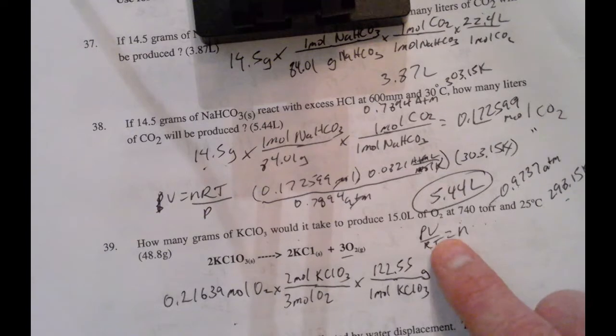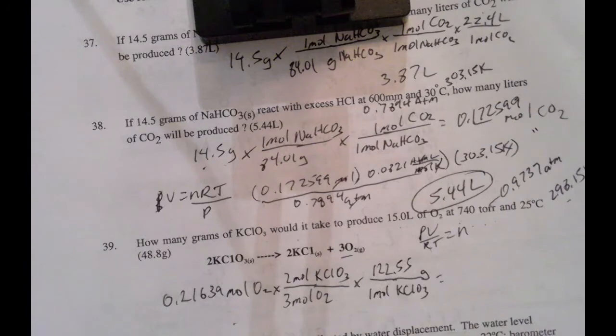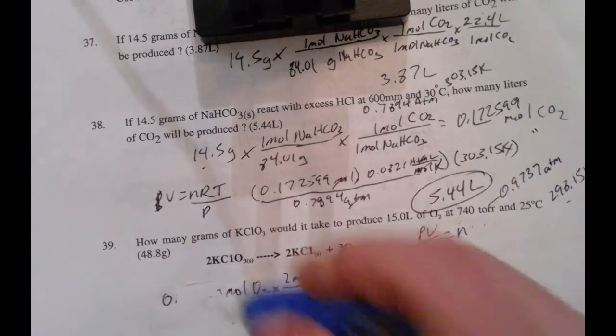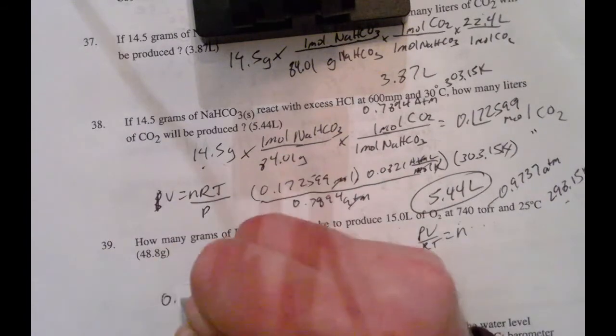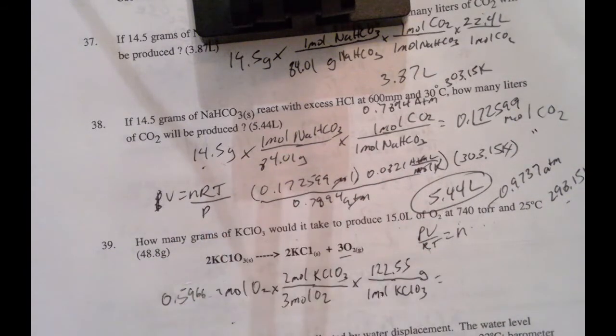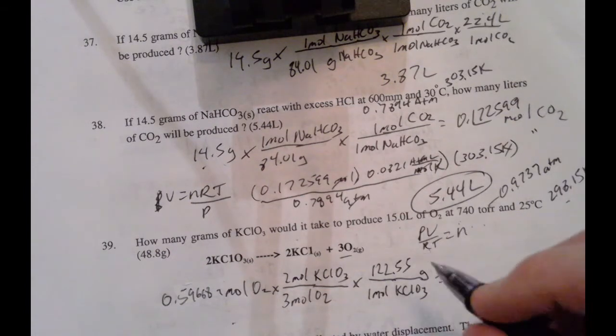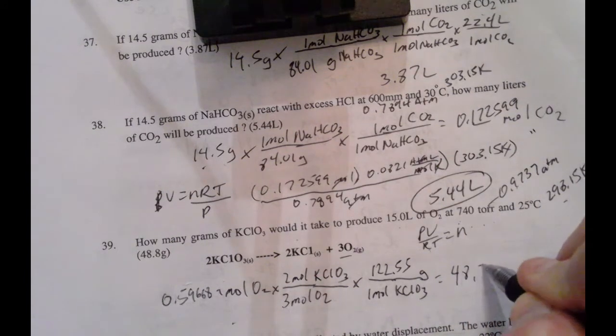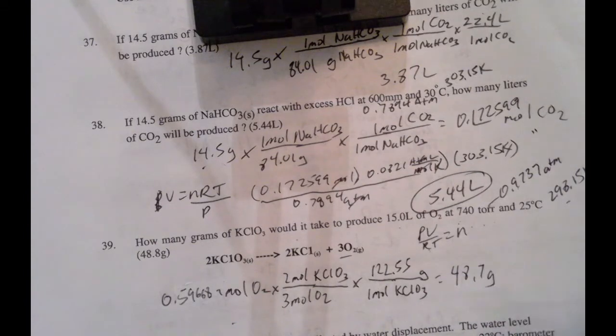0.9737 times 15 divided by 0.0821 divided by 298.15. It's about 0.5966. Then 0.59668 times 2 divided by 3 times 122.55. It's about 48.7487. So 48.7 grams.